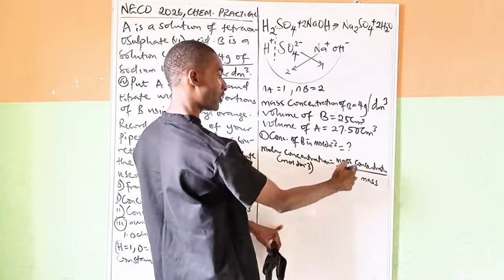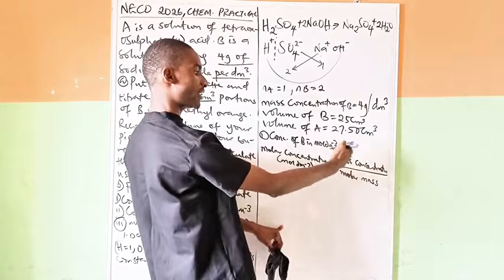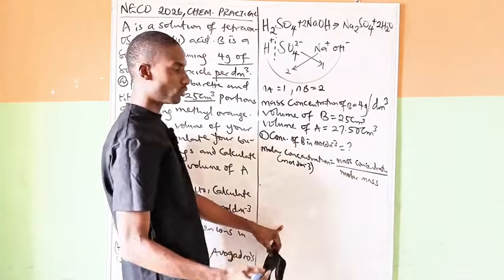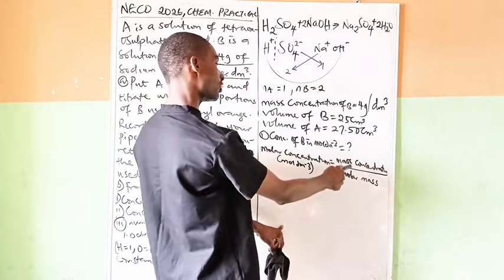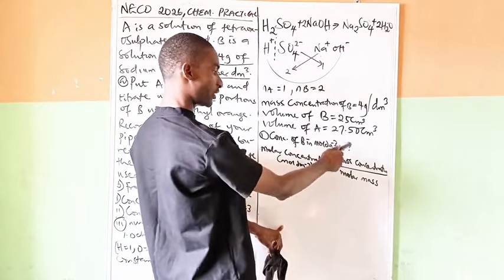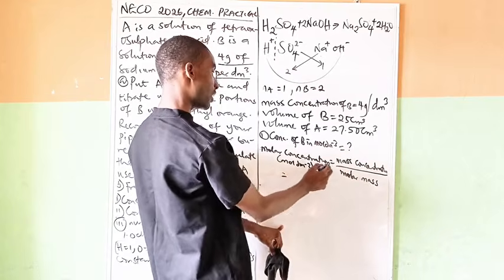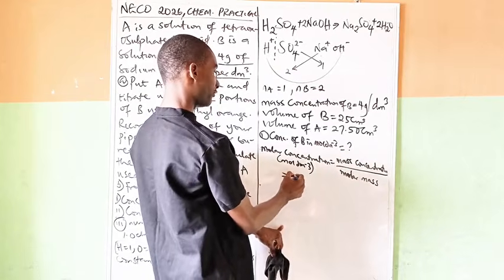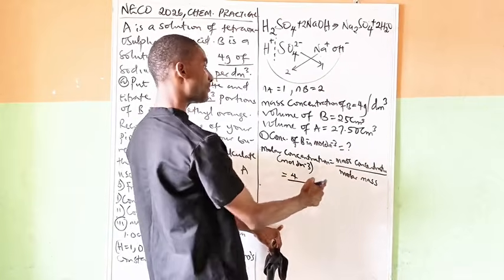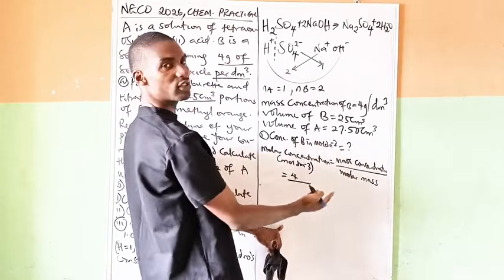Your mass concentration is in grams per dm³, which is what we already have. Molar mass is in grams per mole. So for us to now find the molar concentration, we just divide. Our answer is going to be the mass concentration, 4 grams per dm³, divided by the molar mass of B, which is sodium hydroxide.